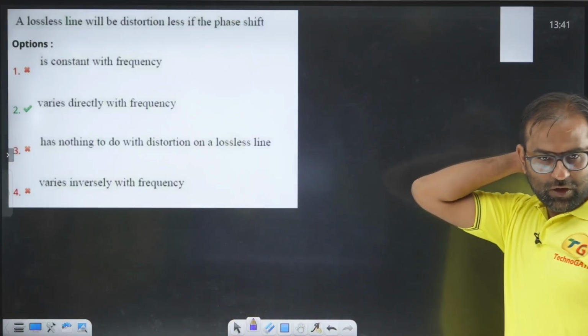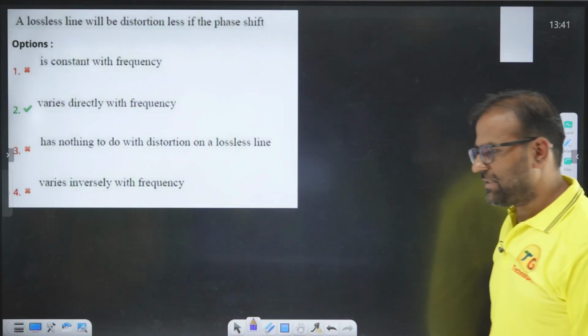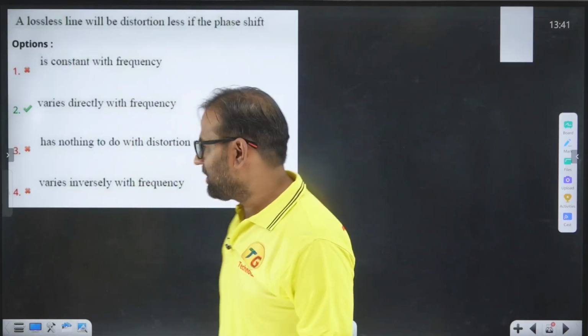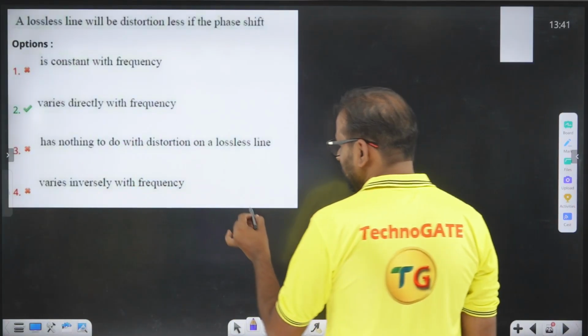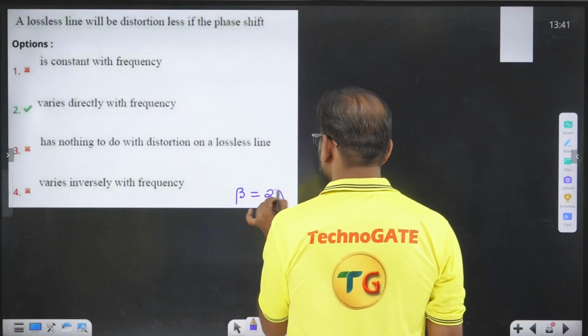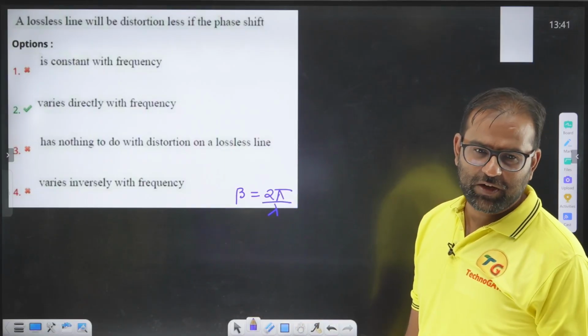Correct. Let's go for the next. A lossless line will be distortionless if phase shift. Always remember, the phase shift is what? 2 pi by lambda. It is dependent on what? Frequency.